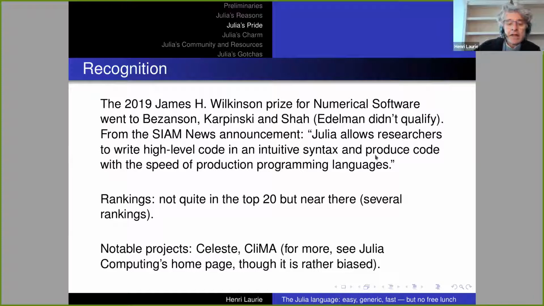We've seen Celeste. CLIMA is a climate modeling alliance led by people at Caltech. It's a very, very ambitious project, and it has done some really interesting things. One of the most interesting things about it is that it wants to integrate real-time data into long-term, large-scale climate modeling. And it's almost entirely a Julia project. The code for CLIMA is almost pure Julia.